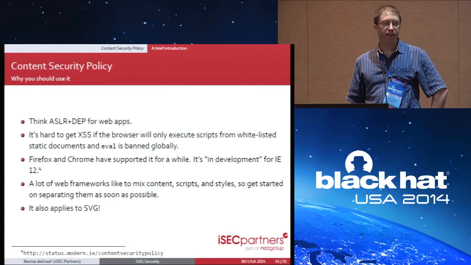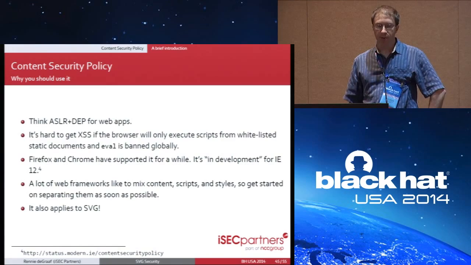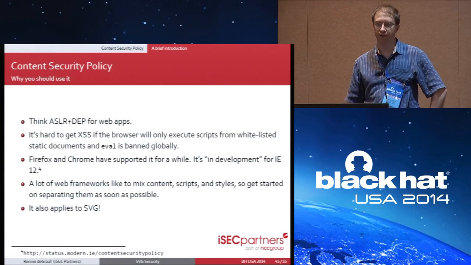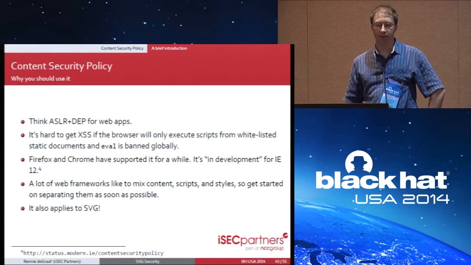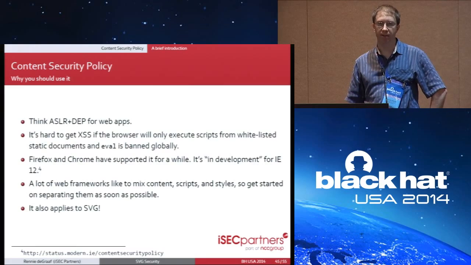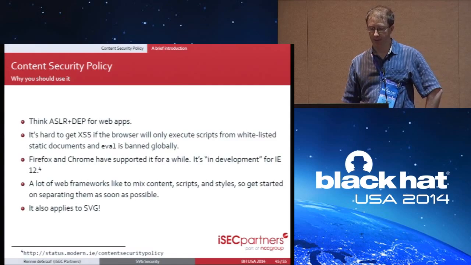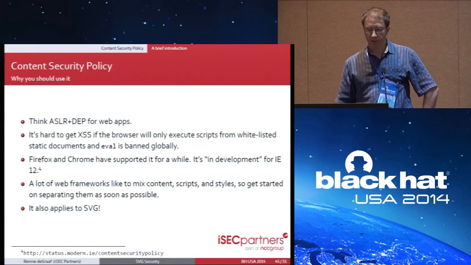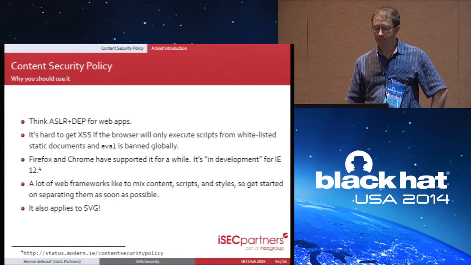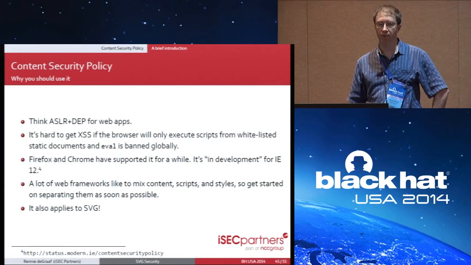So this is sort of like ASLR in depth for web apps. It's pretty hard to get XSS in your web app if you have a CSP policy that requires you to only execute scripts from whitelisted static documents and eval is banned everywhere. I'm sure that once CSP becomes popular, somebody will find some clever way to work around it, but at the very least, it's going to make things an awful lot harder for attackers. Firefox and Chrome have supported it for a while. It's on the in development list for IE 12.